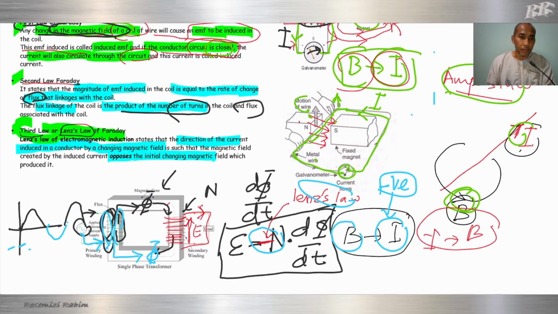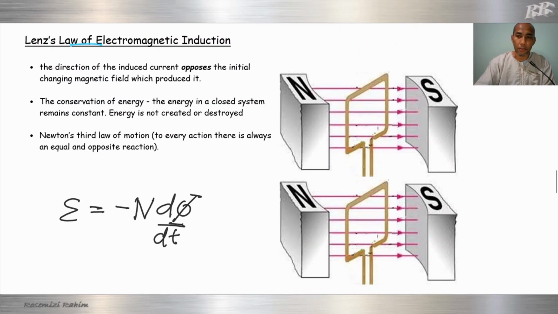Lenz's law mentions that the direction of the induced current, produced by a changing magnetic field through a conductor, is such that the magnetic field created by the induced current opposes the initial changing magnetic field. So this is the negative. In this video, I will explain in detail where the negative comes from.